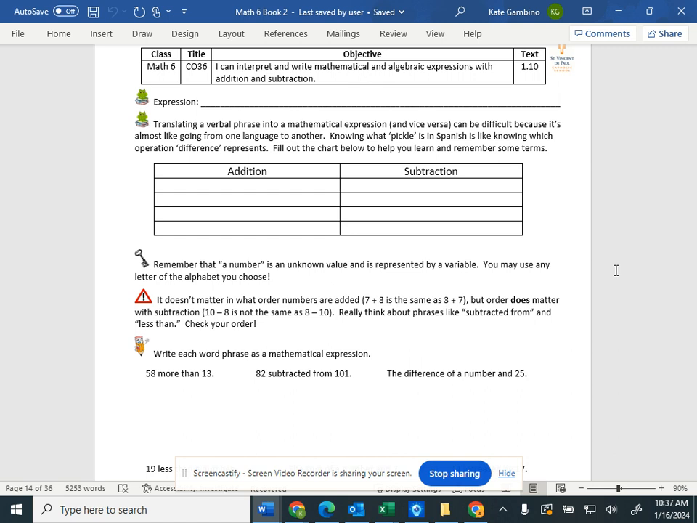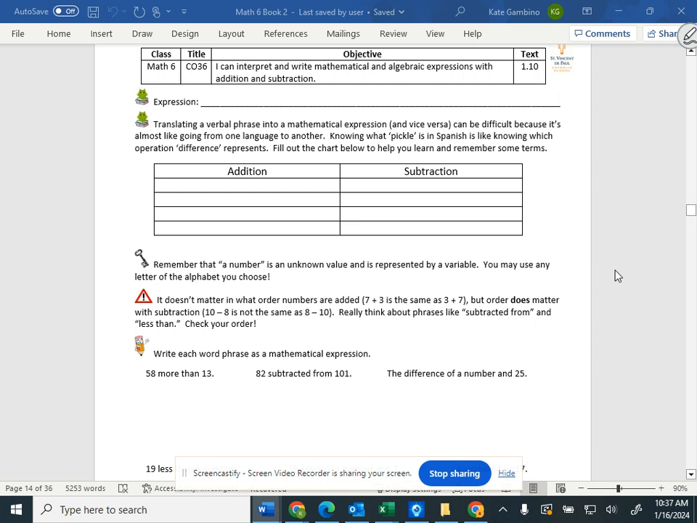So what operations are we going to be using today? Addition and subtraction. What is an expression? We know we're going to be adding or subtracting, but what is an expression? In order to do this objective, we need to understand the difference between an expression and an equation.